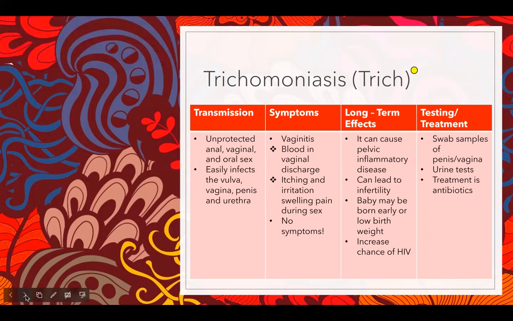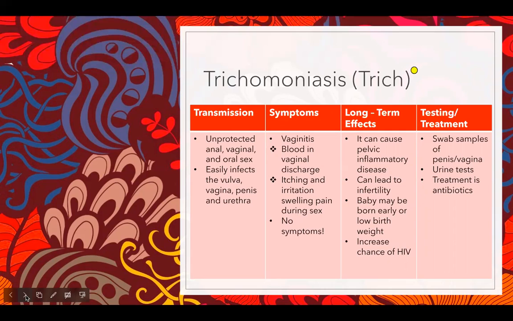Again, the most common symptom, no symptom at all. The long-term effects is it can cause pelvic inflammatory disease. So we talked about what that was, PID. The walls of the uterus are very sticky and can get stuck or attached to the walls of the body where the uterus is, and it can be quite uncomfortable and painful for people. It can lead to infertility if you don't go get it treated.